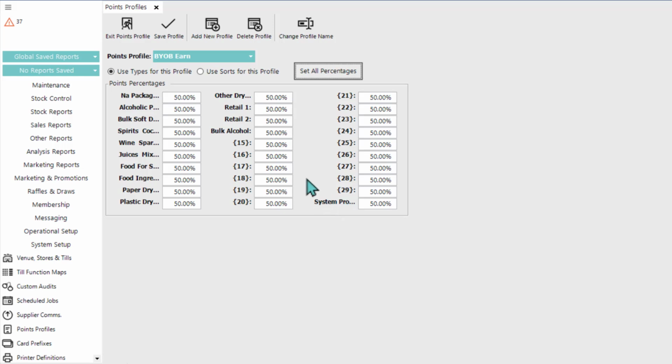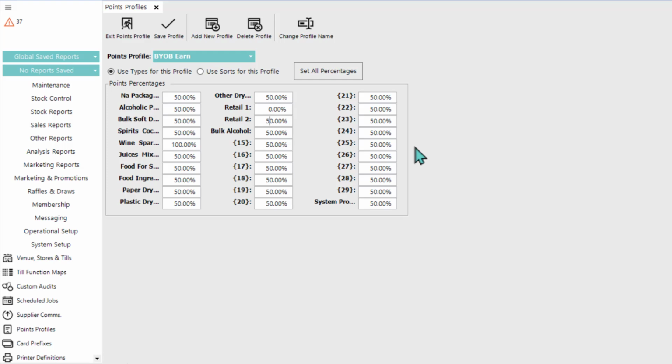So maybe rather than have all of these be the same, we might want to have it so that something like wines can earn points at double the rate compared to the other products, so maybe they will be set to 100%. But even aside from singling out just one product type or sort, we could set these to all different percentages if we wanted to. And if there's any product types that we do not want to earn any points at all, maybe retail for example, we could just set those to 0.